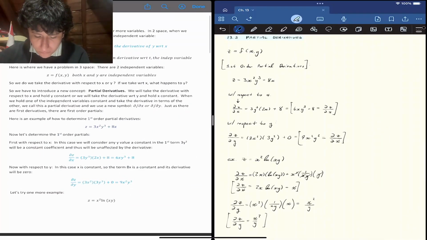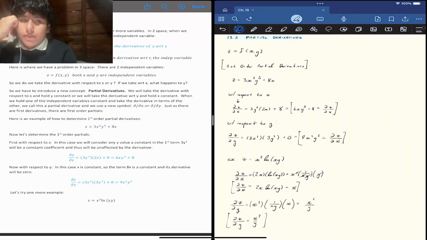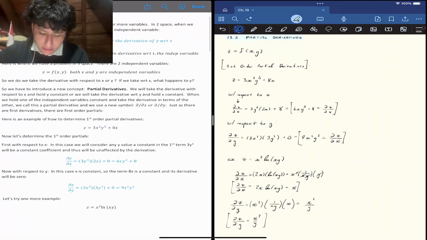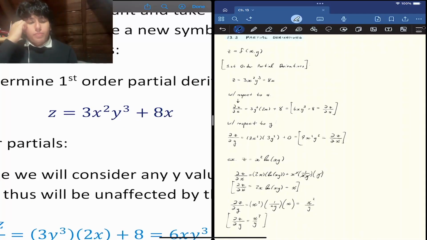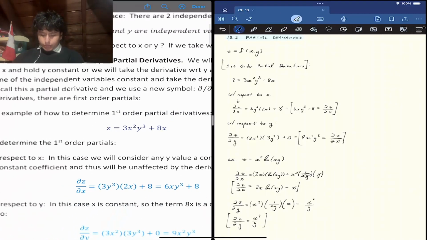So in this case, taking partial derivatives in 3 space, we're going to have to set one of the variables to constant. For example, if we were to take this equation and find the partial derivative, there are 2 independent variables here, so we set one of those to be a constant. In this case, it would be x, so you're taking it with respect to y.